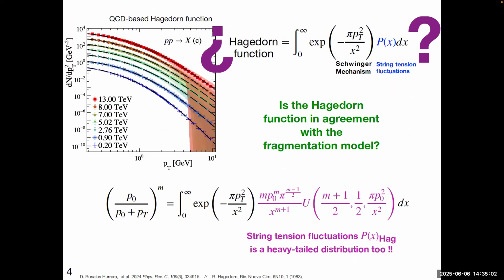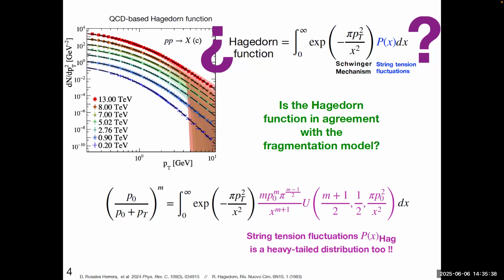Well, also in the literature, we can find other approaches such as the QCD-based Hagedorn function that can also reproduce the entire PT spectrum. But remember, our approach is based on the string fragmentation model. So one of the questions that we worked on is: is the Hagedorn function in agreement with the fragmentation model? It means, can the Hagedorn function be expressed as a convolution of the Schwinger mechanism with a distribution describing the string tension fluctuations? And the answer is yes.